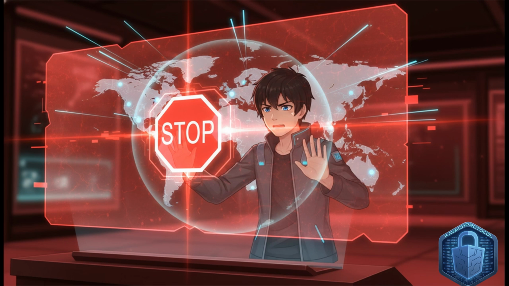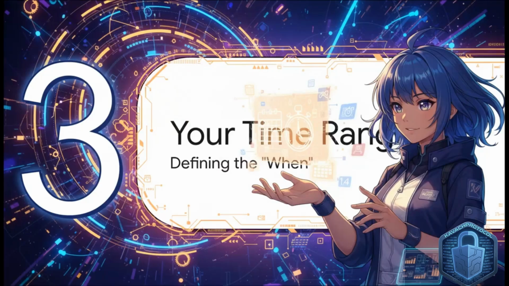So the takeaway is pretty clear. You have to be mindful of how geographically distributed your scope is. Okay, we've pretty much mastered the where, so now let's move on to our second pillar, the time range. This is all about defining the when for your data, filtering records based on the moment they were created.